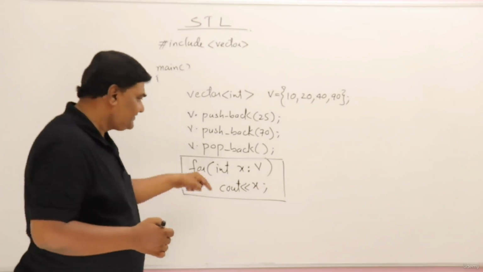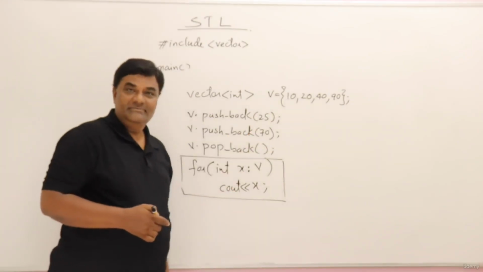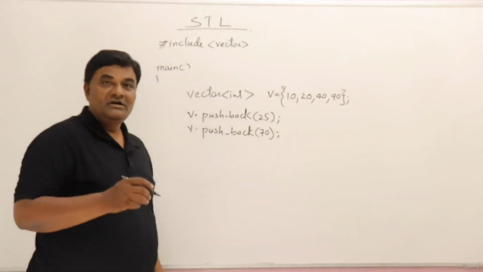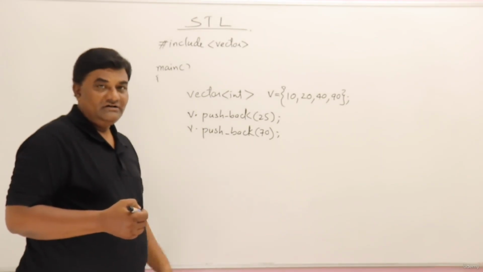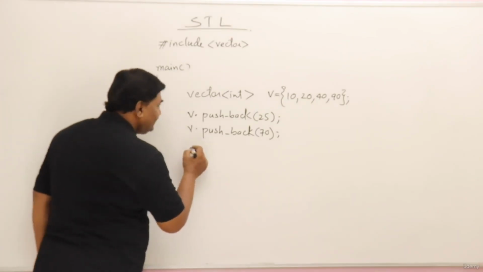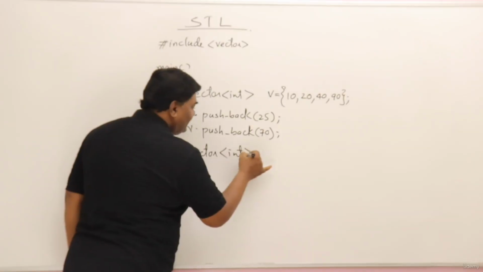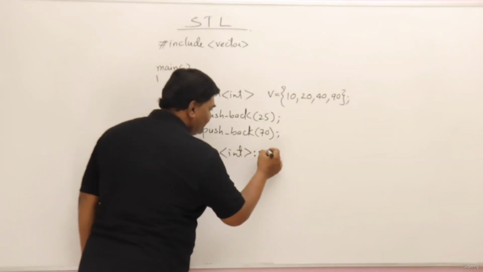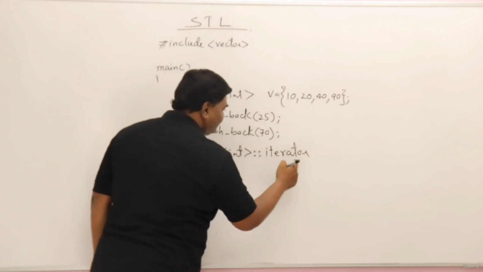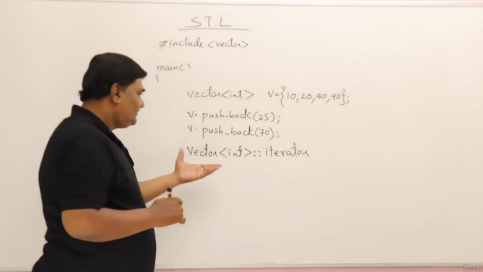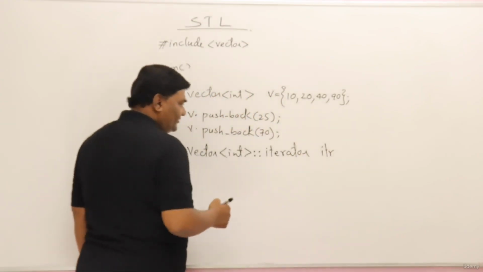So next I will remove this one and show you the other method of how we can iterate through all the elements. Here I will show you how we can get an object of iterator and iterate through the list of elements. For that I should say vector of type integer, and using scope resolution there is a class called iterator. This iterator class belongs to the vector class. Now I will create an object of iterator. This is an object of iterator.